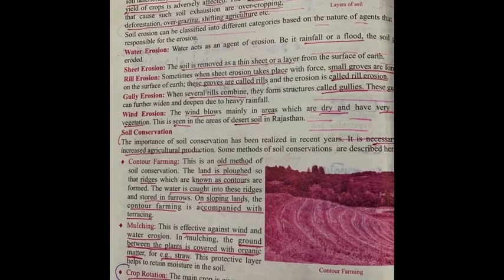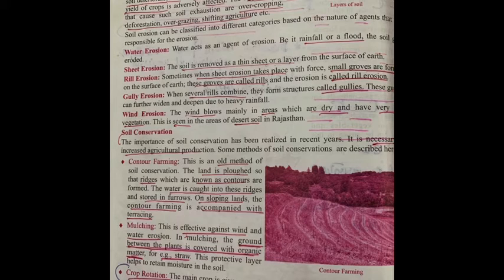Next one, wind erosion. If you take wind erosion, it is present in desert areas like Rajasthan. Here, the soil does not have moisture, it is dry, and there is no vegetation. So, wind is able to carry the fine particles of soil from one place to another.